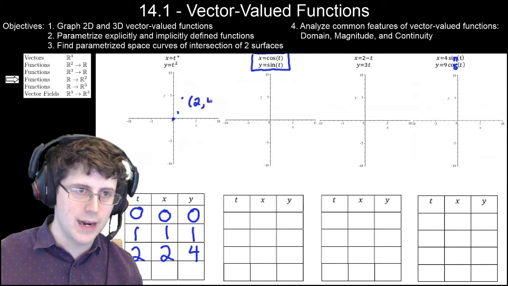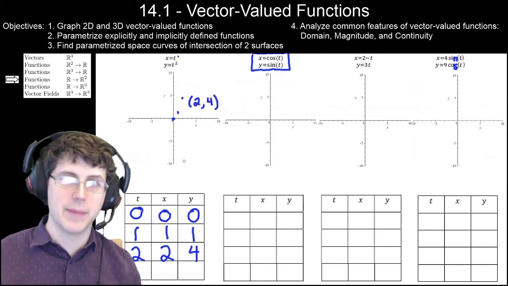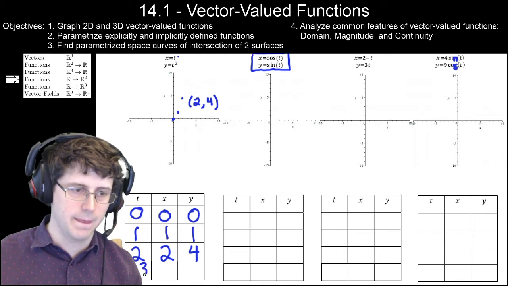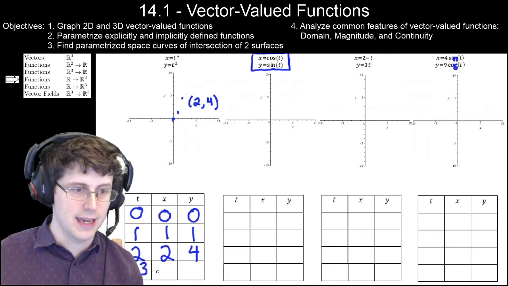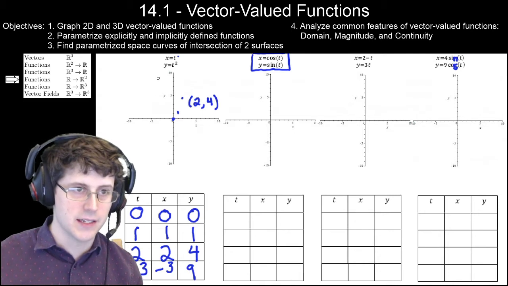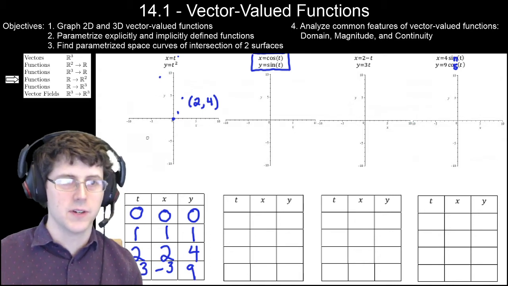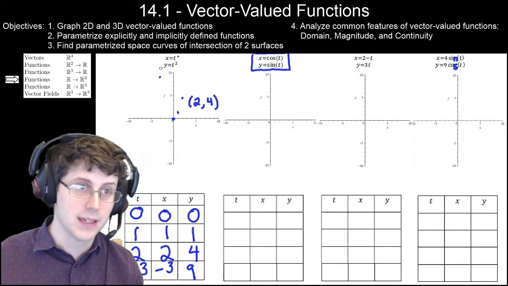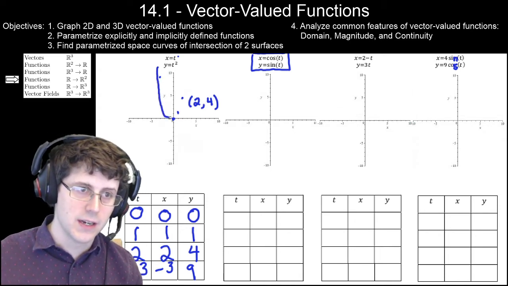Notice that the parameter t doesn't end up on my picture. You can pick whatever. I'll pick minus 3, x equals t, and y equals t squared. So I'll get minus 3, 9. For each different value of t, I would get a different point. And I think you can see where this is going. We're getting a parabola.